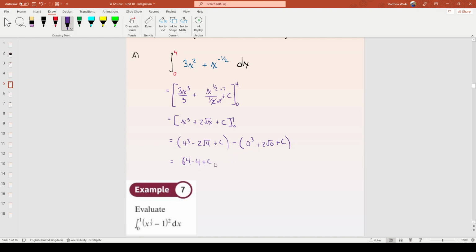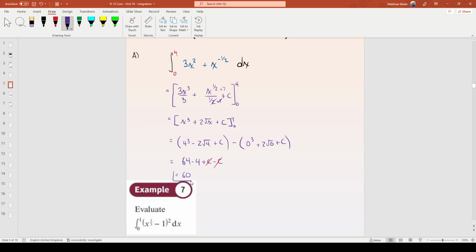The second bracket, the minus, I'm just going to copy it. That's going to be 0. That's going to be 0. And this is going to be c minus c. Well, oh my god, lovelies. Oh, the c's go. How exciting. Okay, and that leaves us with a final answer of 60.